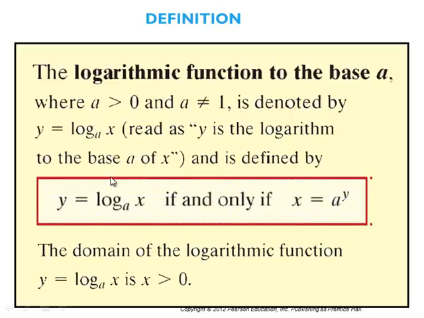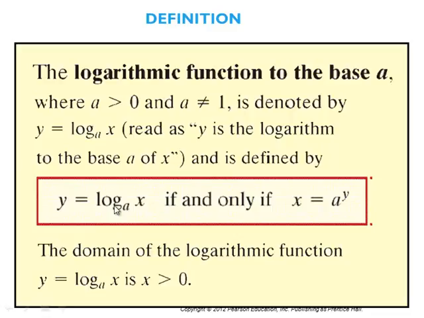And here's what this looks like. We have this logarithm, log, which is a function with a certain base, a, where a could be 2 or 5 or e or pi or 1/2 or any other positive real number. And when we say that y is the log base a of x, that's the same thing as saying x is equal to a raised to the y power. So exponentials and logarithms are inverses of each other.